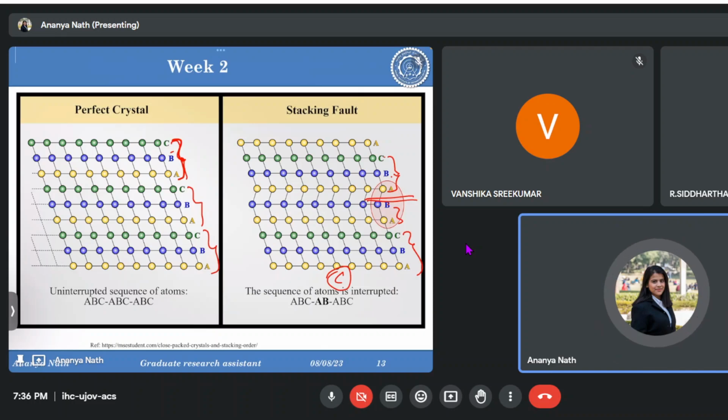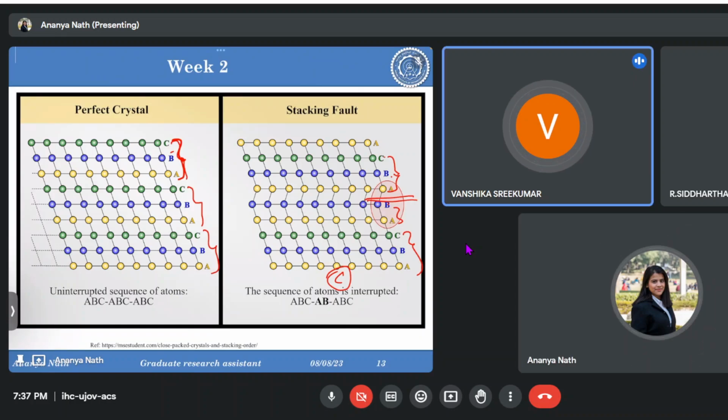But it's not like all the C atoms will be missing at a time. It can be that only one plane is missing, and only there the stacking fault has occurred. Yes, ma'am, this can be like A, B, or A, B, C, then another C, and this can go on for some more time.